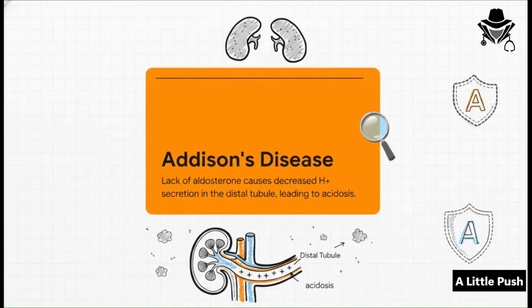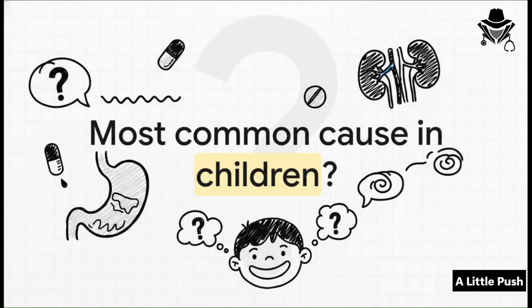And finally, the Addisonian connection. We mentioned it earlier, but why does Addison disease cause this? Well, Addison's means adrenal insufficiency, a severe lack of aldosterone. No aldosterone means your kidneys can't secrete hydrogen ions in the distal tubule, and boom, that leads right to our hyperchloremic acidosis.